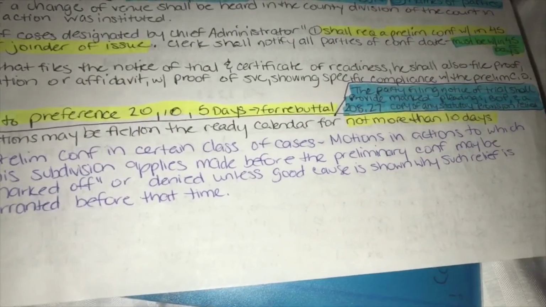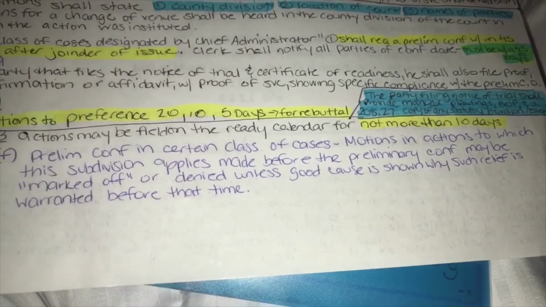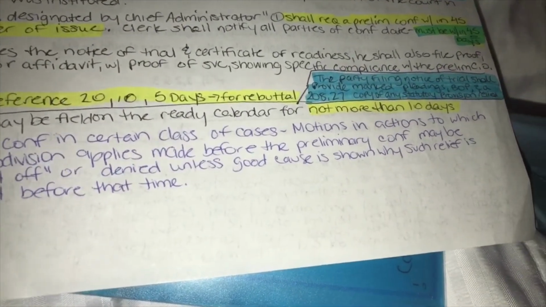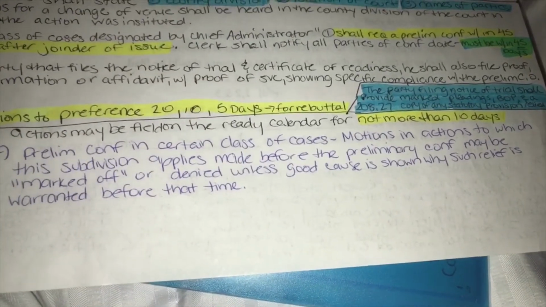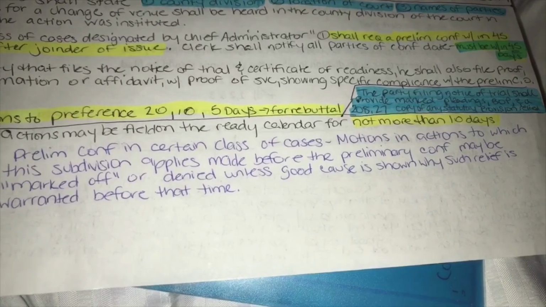202.9(f). Preliminary conference in certain classes of cases. Motions and actions to which this subdivision applies made before the PC may be marked off or denied unless good cause is shown why such relief is warranted before that time.